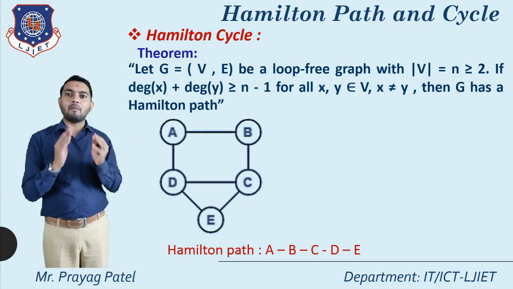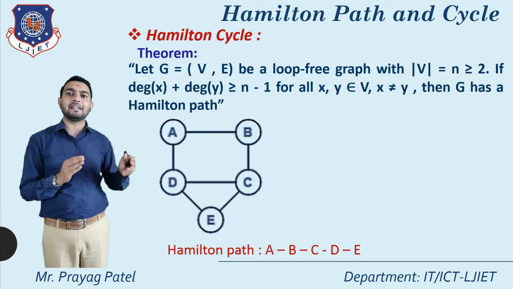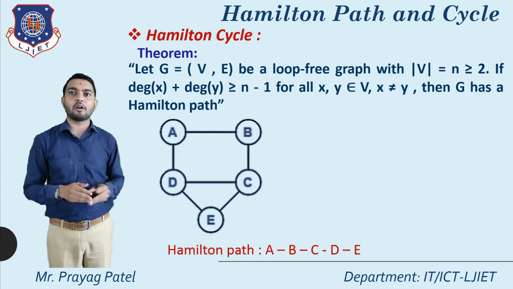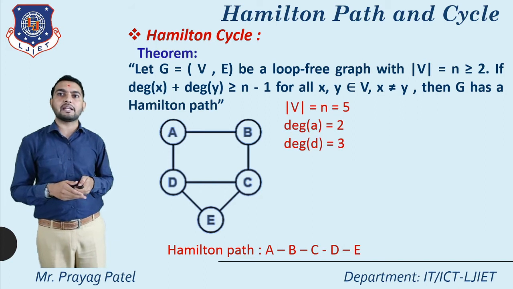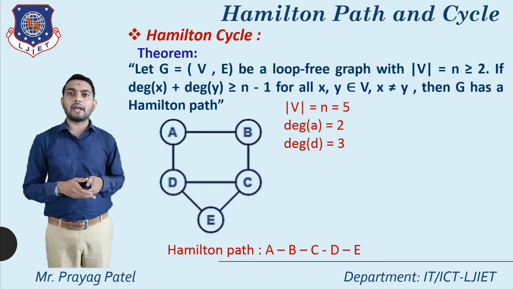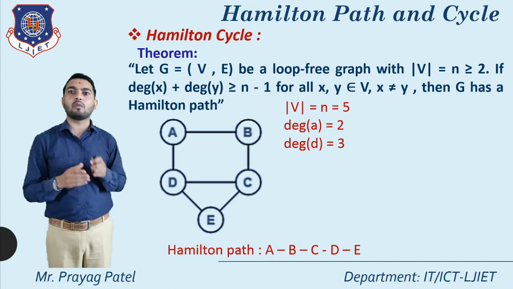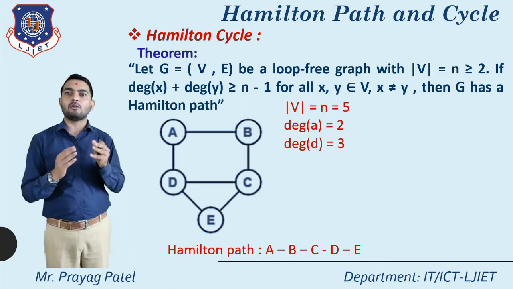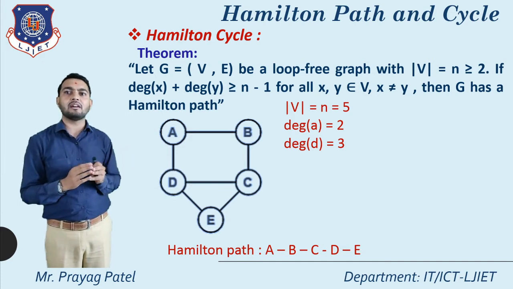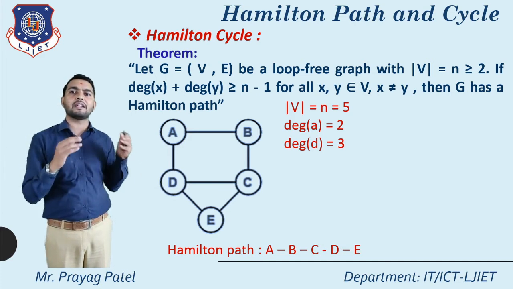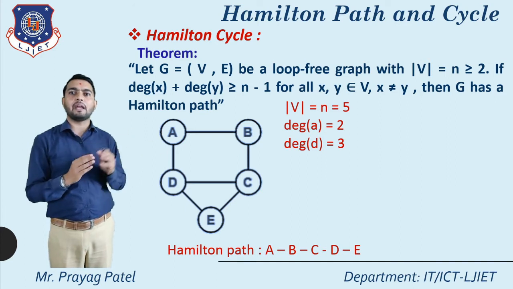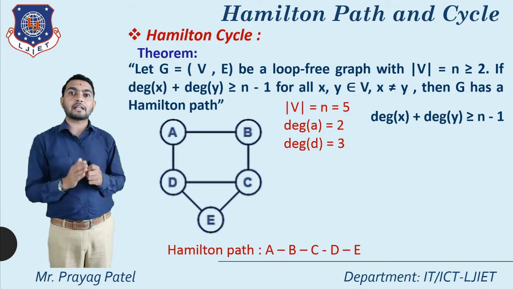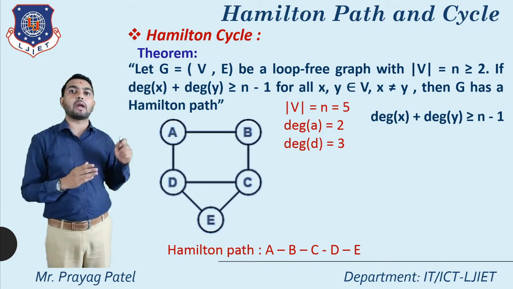Now in this graph a Hamilton path is possible, like A, B, C, D, E. Now check whether the condition, degree of x plus degree of y greater than or equal to n minus 1, is satisfied or not. So |V| = n = 5, yes. Degree of A equals 2. Now consider another node as node y. So D is considered as node y. Here there is no condition on which node is considered, so you can consider any node. Degree of A equals 2, then degree of D equals 3.